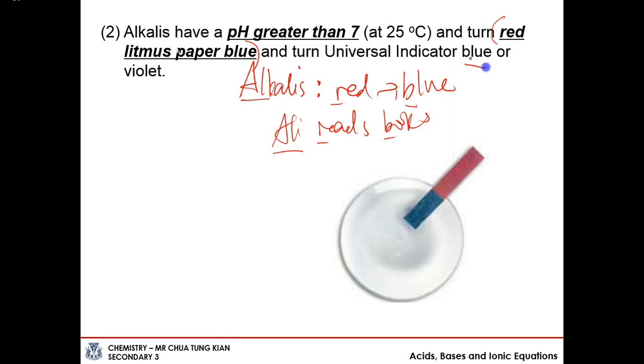Universal indicator turns purple or violet depending on the strength of the alkali. Recall, what's the color for acids in the universal indicator? It is red or orange.